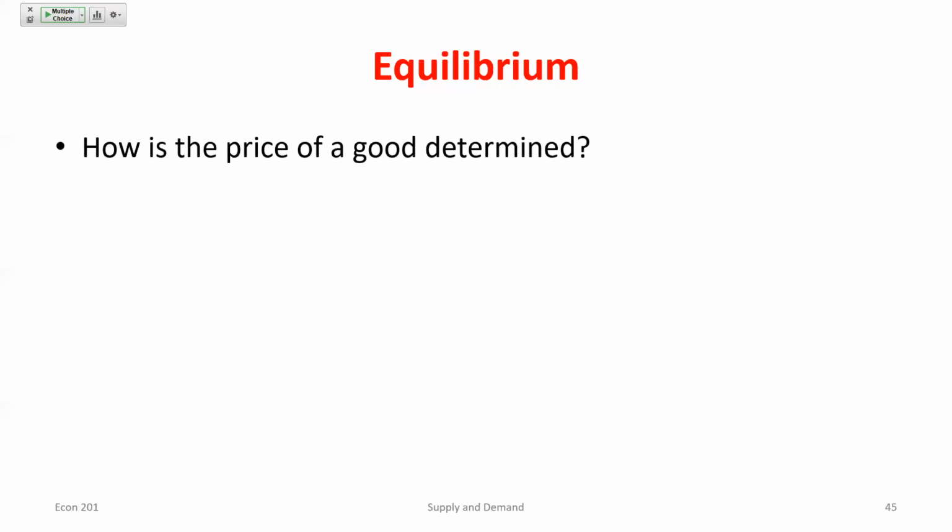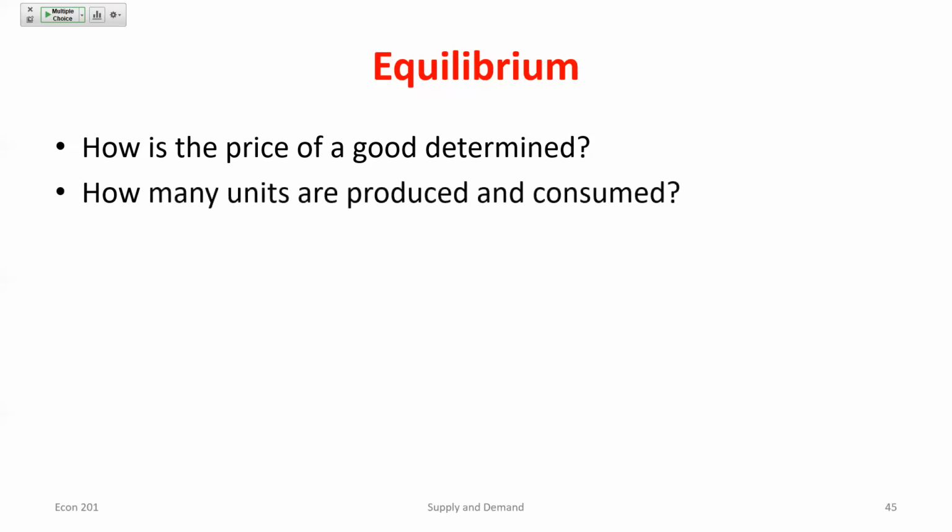So how do we determine what the price of a good ends up being, right? The supply and the demand curve really just tell me how much people would be willing to buy and how much producers would be willing to provide to the market at different given prices. But what does the price end up being? And not just the price in the market, but how many units are produced and then consumed in that market as well.